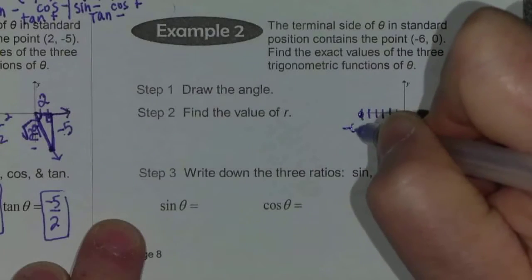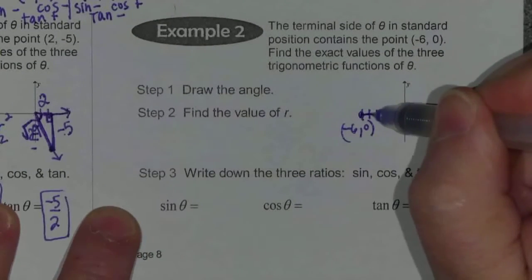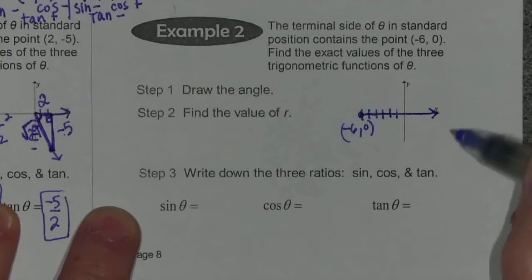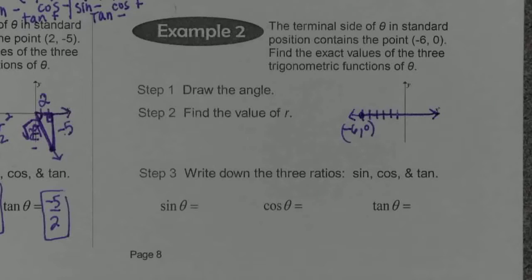So I'm over -6 and I'm up 0. So this is actually my angle right here. Do you guys agree with me? I started here and I'm ending here. That's like a 180-degree angle. Are you following me on that? Right? We're on that axis for our angle.